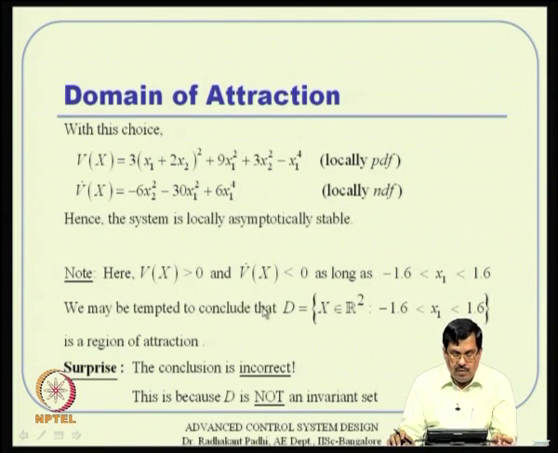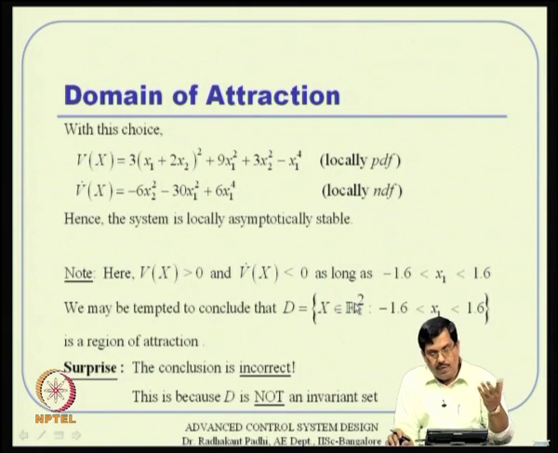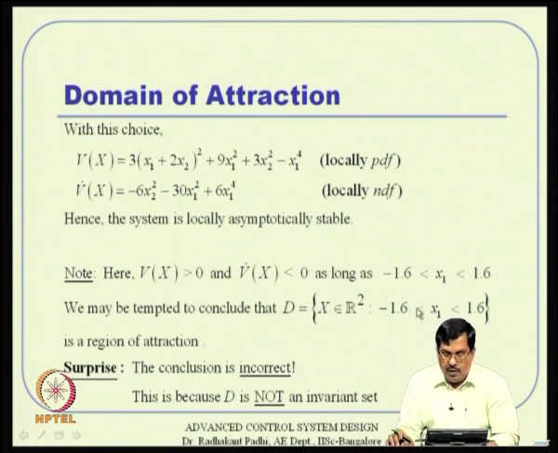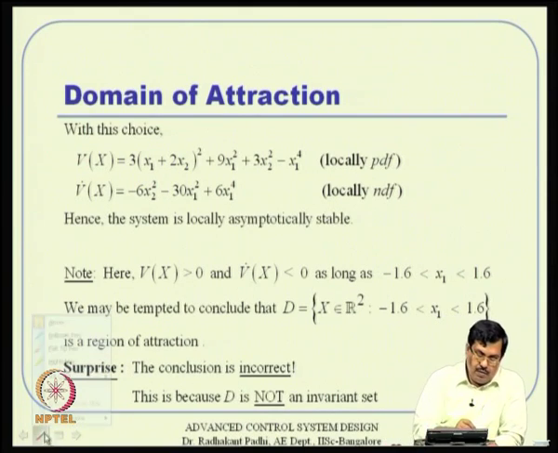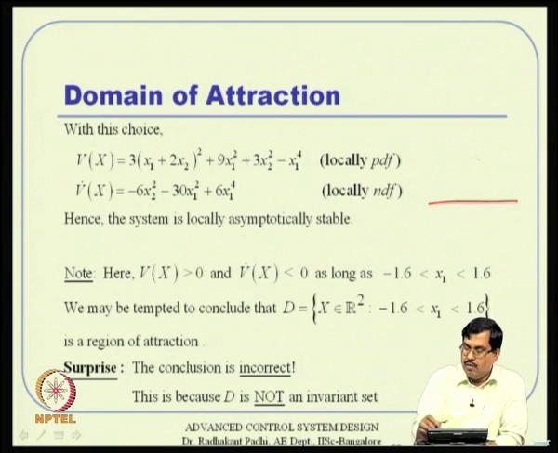So, we may be tempted to conclude that if I define a region D where x 1 is bounded like that, that means I define a region something like this. This is x 1 and x 2. So, x 1 is bounded between that. So, it is 1.6 here and minus 1.6 here.